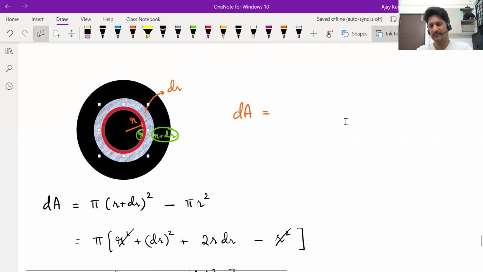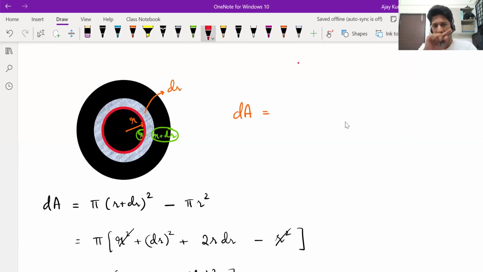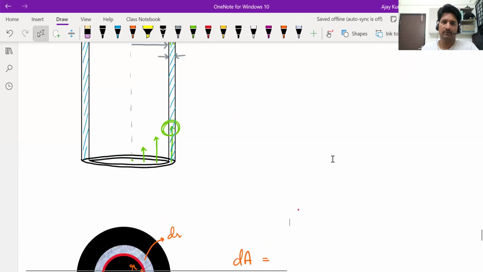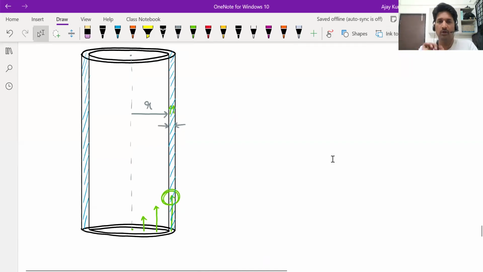So if you want the area of that thin ring element, you don't always do outer area minus inner area. You just do the length of that element multiplied with its width. Length multiplied with width gives you the area. Now come back to the question that we were solving. We want the volume of that thin-walled cylinder. Inside that thin wall, we need to know the volume. Now you all said outer volume minus inner volume. We don't do that.